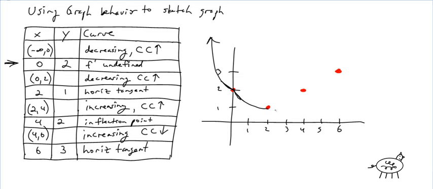I drew it that way already, and if it's a horizontal tangent, then it's going to go back up again, and sure enough, between 2 and 4, it's increasing and concave up. So increasing and concave up. And then at 4, 2, it's an inflection point. Okay, so that means if you look at the next one, between 4 and 6, it's increasing, but it's concave down. So it's increasing, but it's concave down. So this point right here was an inflection point, so that's why it's going from concave up to concave down.